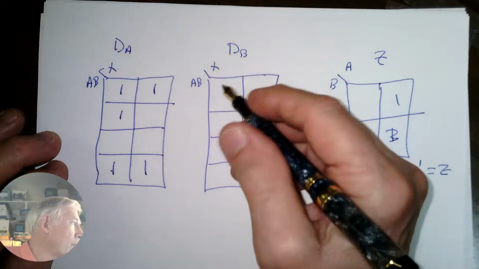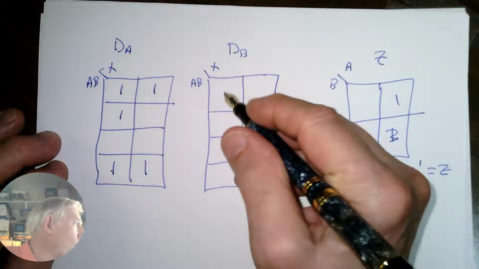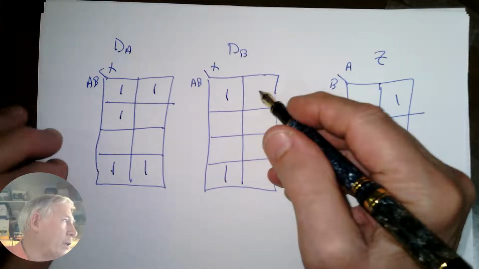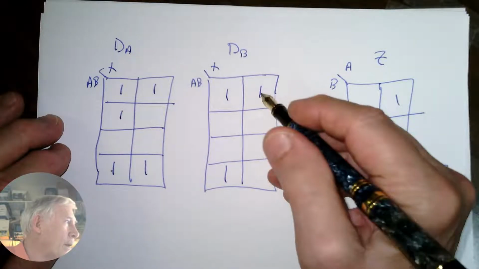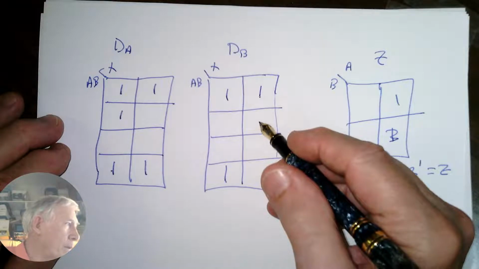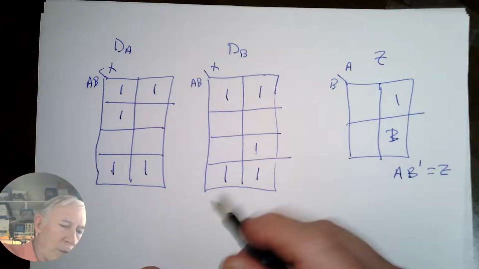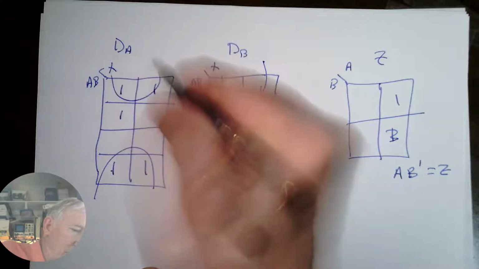And then 1, 0. And then this is going to be 1, 0, 0, 1. And this is going to be 1, 1, 0. So these have to switch. So 1, 0, 1, 1. All right. And the way this works out, we loop these and get this. We loop these and get this.